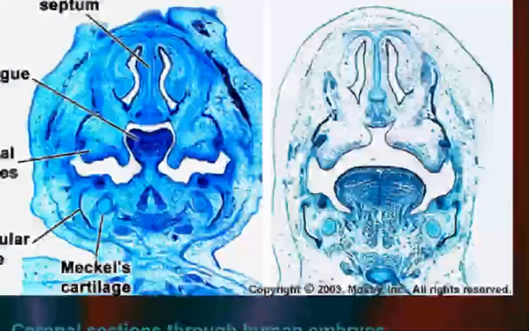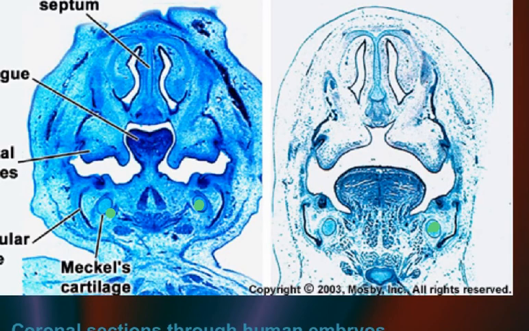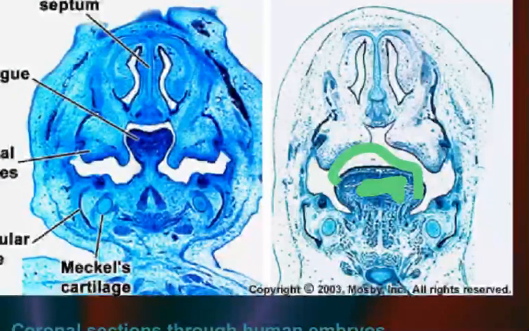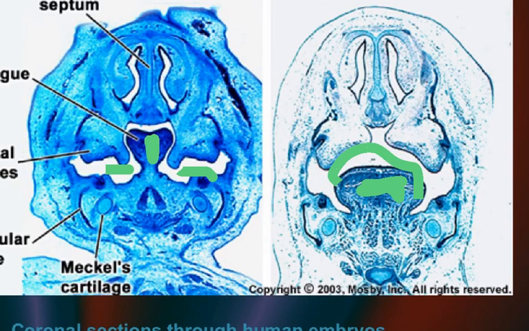Here we identify Meckel's cartilage. Developing mandibular bone, lateral to Meckel's cartilage. Tooth germs. Developing tongue, oral cavity. There is not much difference between the two regarding the development of the mandible.